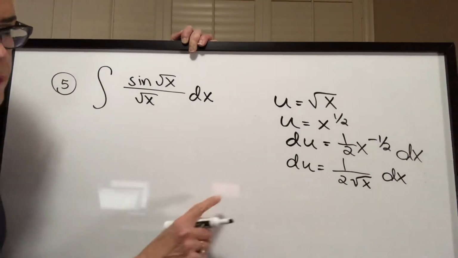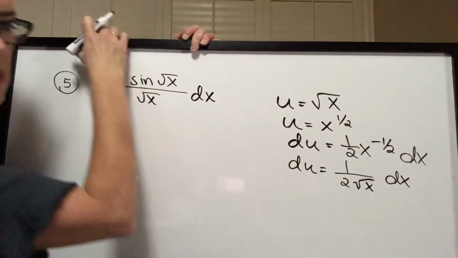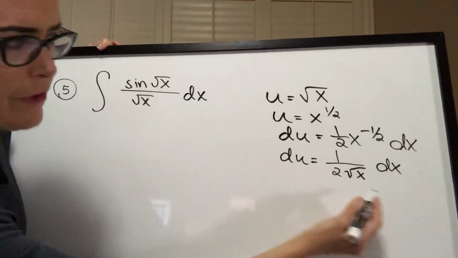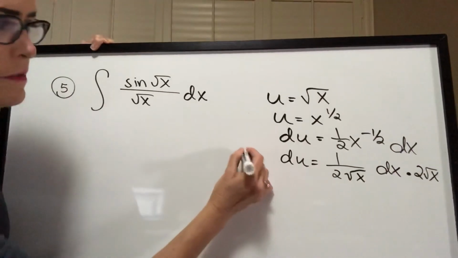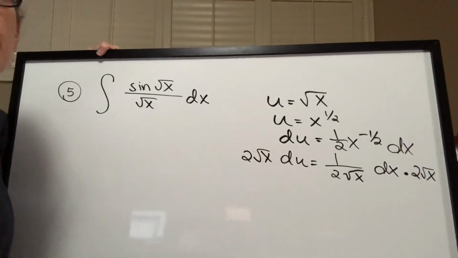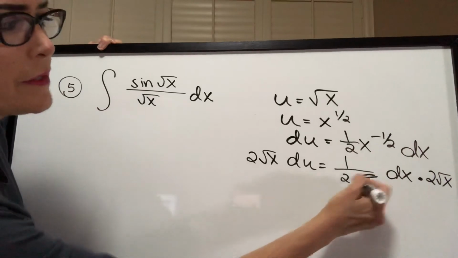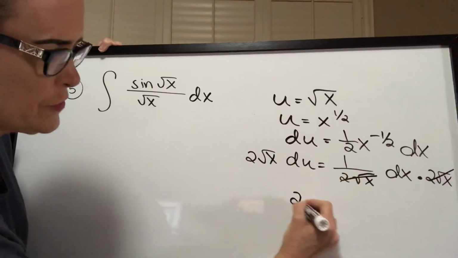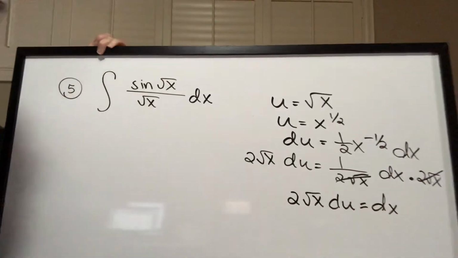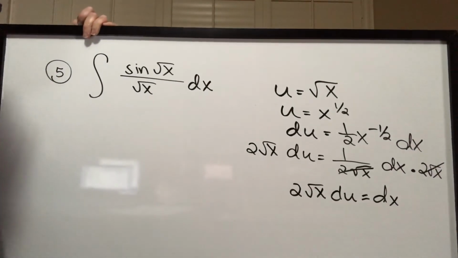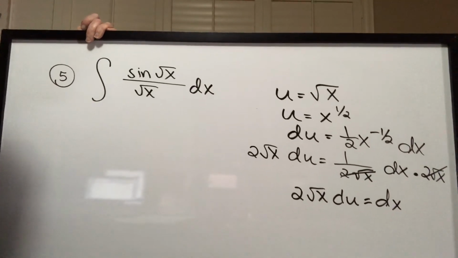So keep in mind that I'm trying to plug in something back over here, so you always want to solve for dx. So in a case like this, since this is a fraction, I'm going to multiply both sides by 2 square root of x. So that way this one and this one will cancel out. So I'll have 2 square root of x du equals dx. So that was a little bit harder to get the derivative of, but now we're finished.